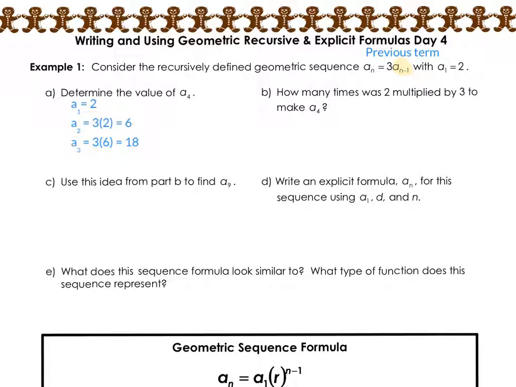So you can see here that we're multiplying by 3 each time, but what we're multiplying by is always the previous term. So that's what's changing. And then we get that 54. So that's how we do a sub 4. We need to do the previous each time.